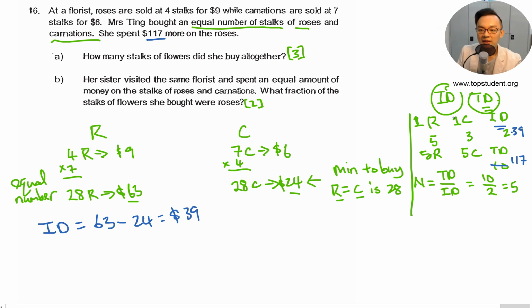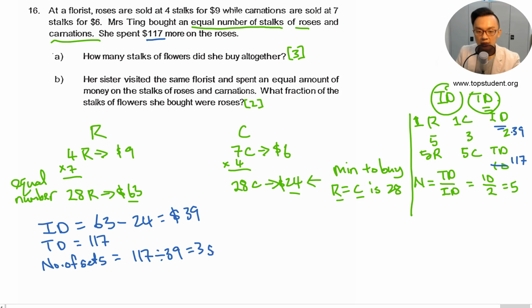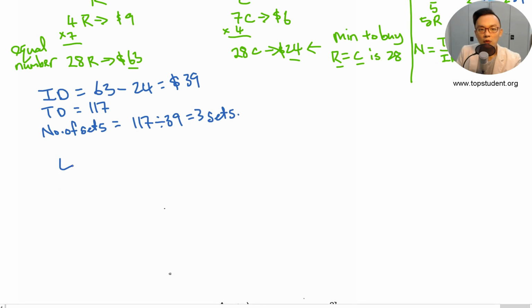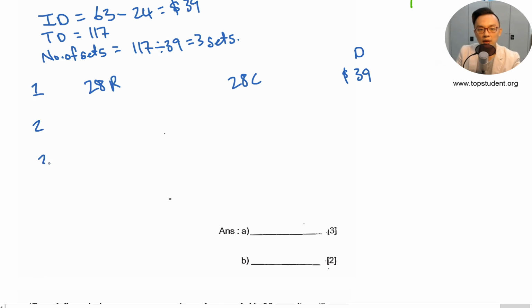So to find the number of sets of the roses, my total difference is 117. So number of sets equals 117 divided by 39, which equals 3 sets. What I'm saying is that I have 28 roses, 28 carnations, and my difference is $39. So that is set number 1. I have number 2 and number 3, which is also 28 roses, 28 carnations, another difference of $39, and 28 roses, 28 carnations, another difference of $39.